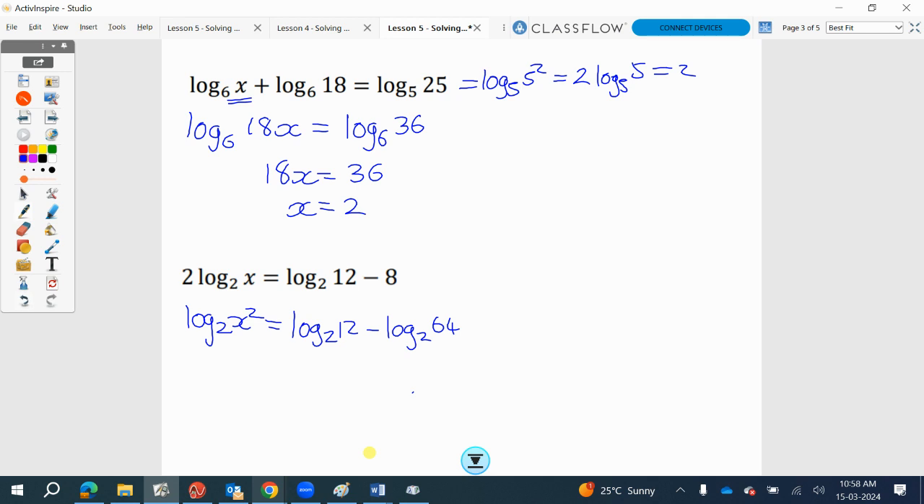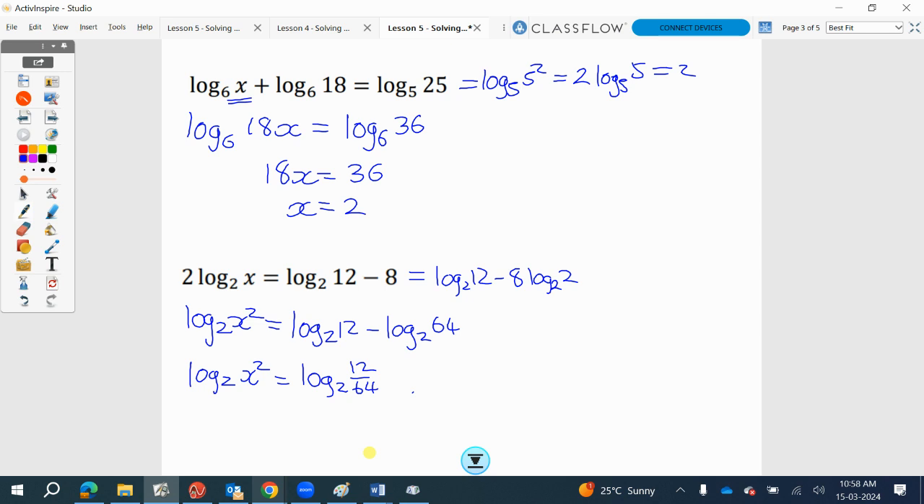Let me just add an extra line over here. So it's log base 2 of 12 minus, and we want 8 times log base 2 of 2. So this is how you think. And then when we bring the 8 in, we get 2 to the 8, which is 64. So now we can rewrite this as log base 2 of x squared equals log base 2 of 12 over 64.